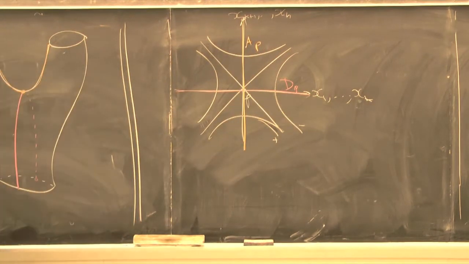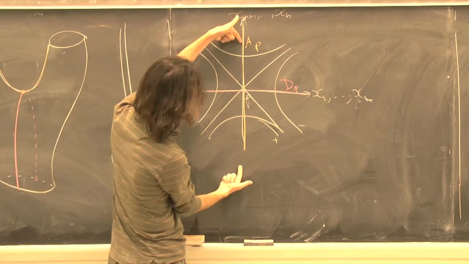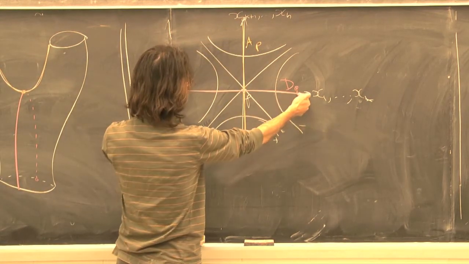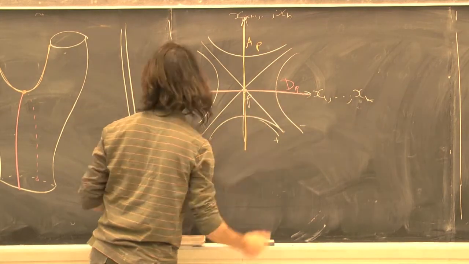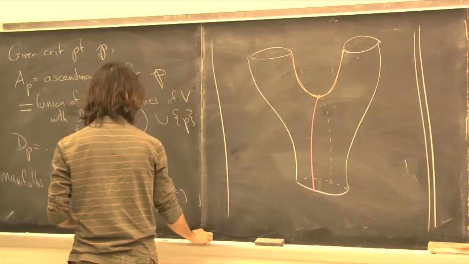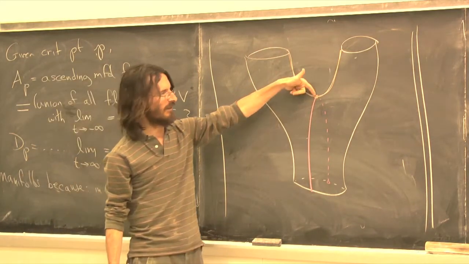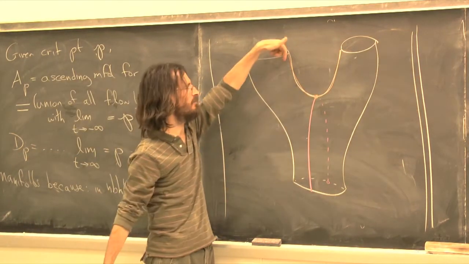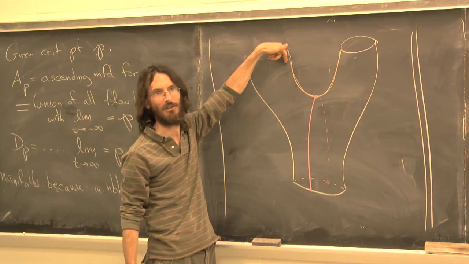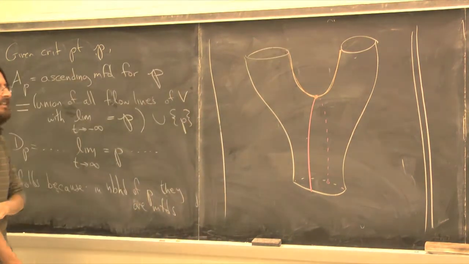Does that make sense? Okay. These are the points where you flow backwards in time to get to P. These are the points where you flow forwards in time to get to P. Now pour water here, this is where it goes. If you pour water anywhere else, it's the stuff that goes to the neighborhood.